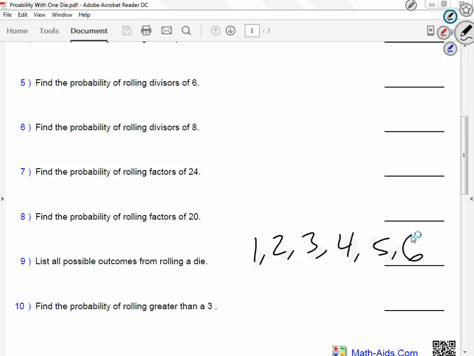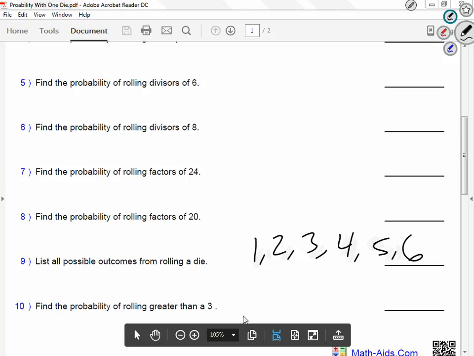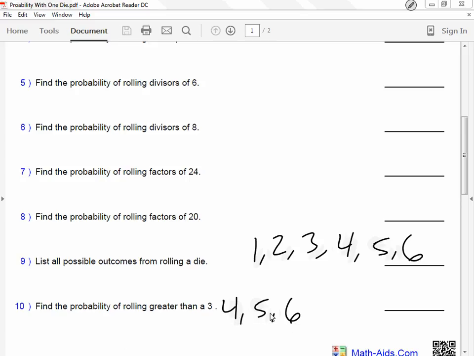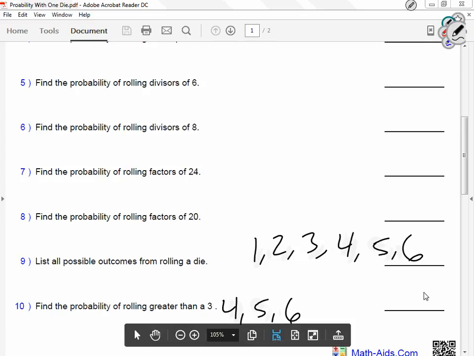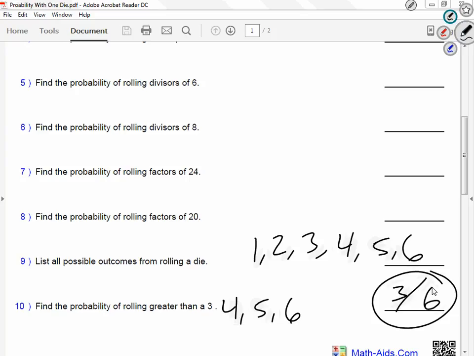Anything else? Okay, looking at question number 10, it says find the probability of rolling greater than 3. So more than 3, from my numbers I can get a 4, I can get a 5, or I can get a 6. That's basically what I can get if I roll a die greater than 3: 4, 5, or 6. So how many numbers are there on my list? 3. How many numbers are there total on the die? 6. So 3 out of 6.